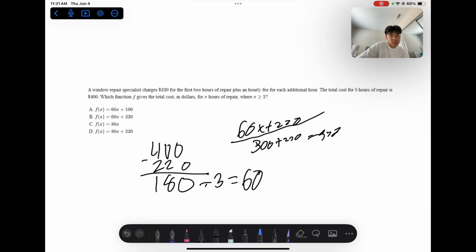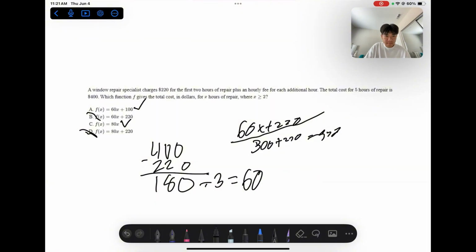So we know B doesn't work. Let's see A. All right, 60 times 5 is 300 plus 100. That's 400, so that one works. How about C? 80 times 5, that also gives 400. That works. And D doesn't work. Okay, now we're down to 2 options, right?